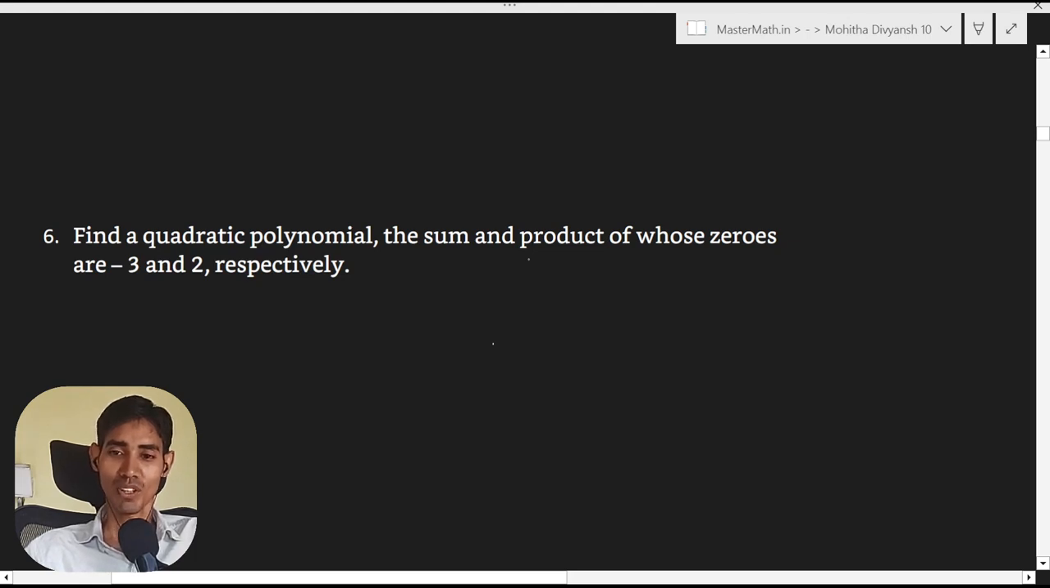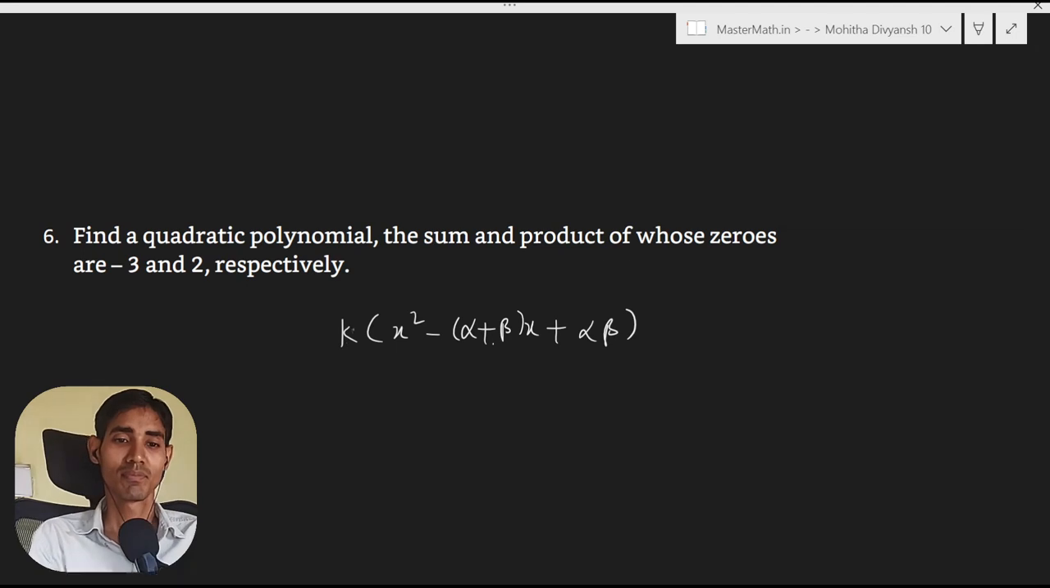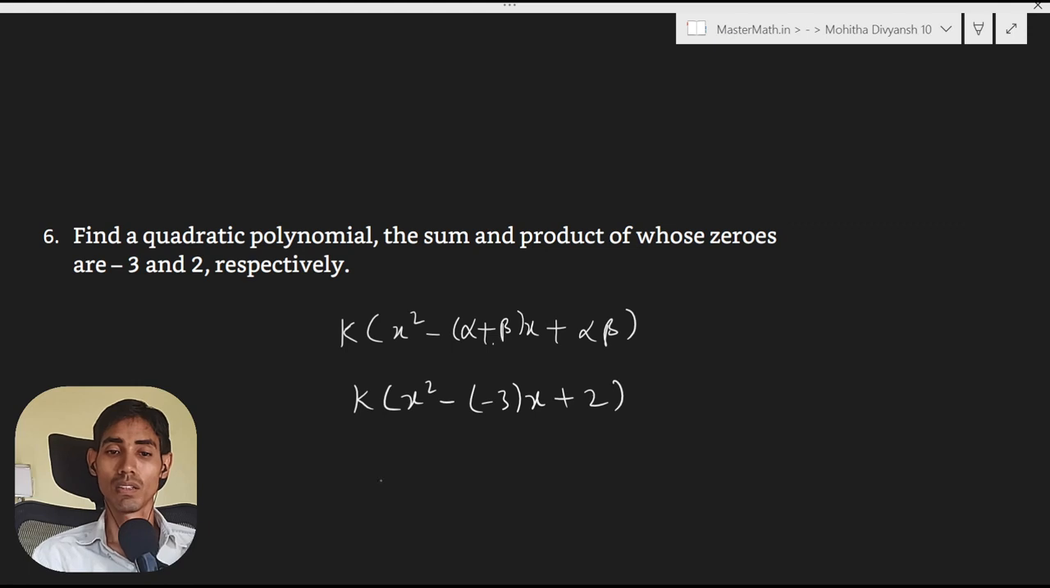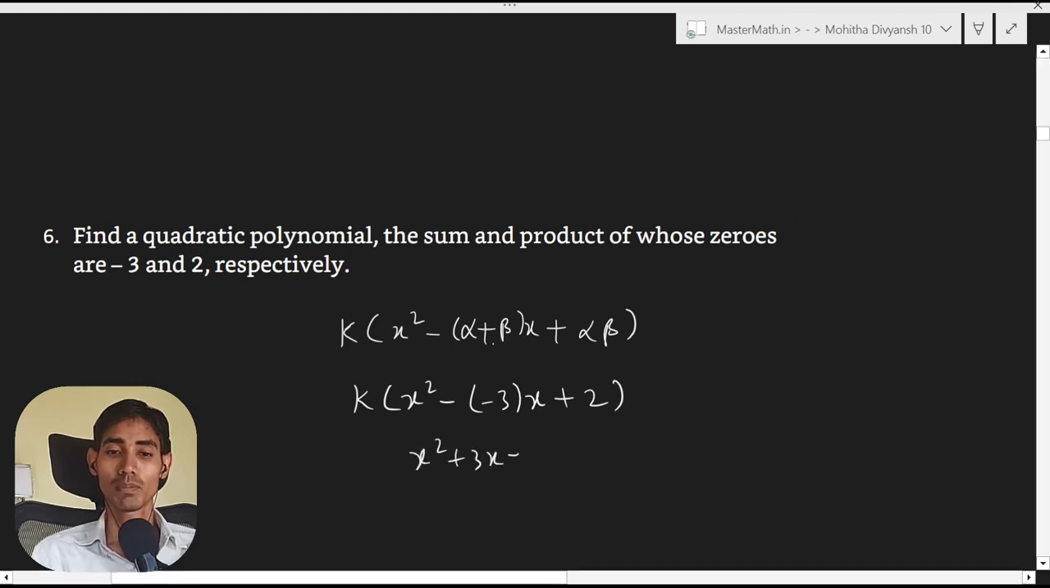So what do we need to do? It's the formula: k times bracket x squared minus alpha plus beta x plus alpha beta. Good for either of the three cases. Now k times x square minus, what should I substitute? Minus 3. Plus 2. So x square plus 3x plus 2.